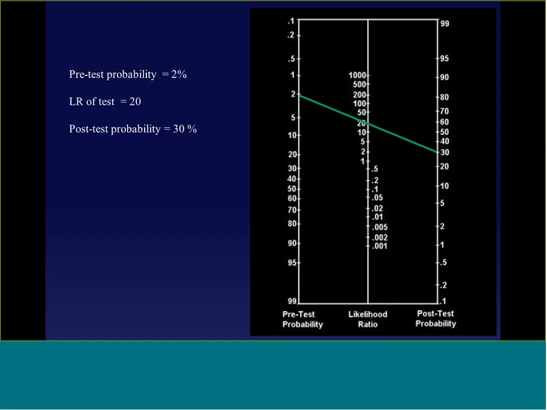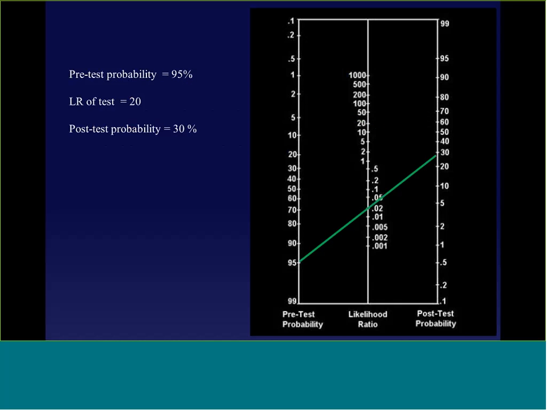So consider this as another example. We have a pretest probability of 2%. Once again, you have a likelihood ratio of your test of 20, but you'll note that the probability of having the disease, the post-test probability, is only 30%. So it really doesn't help one as much as it did in the case where it was intermediate probability.